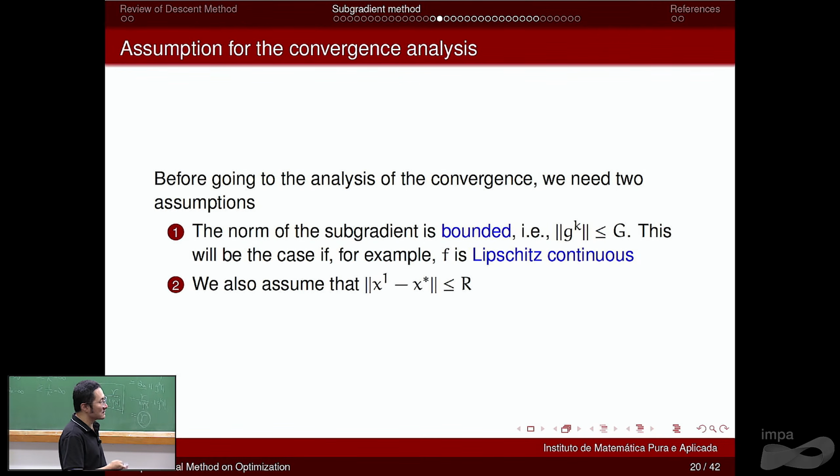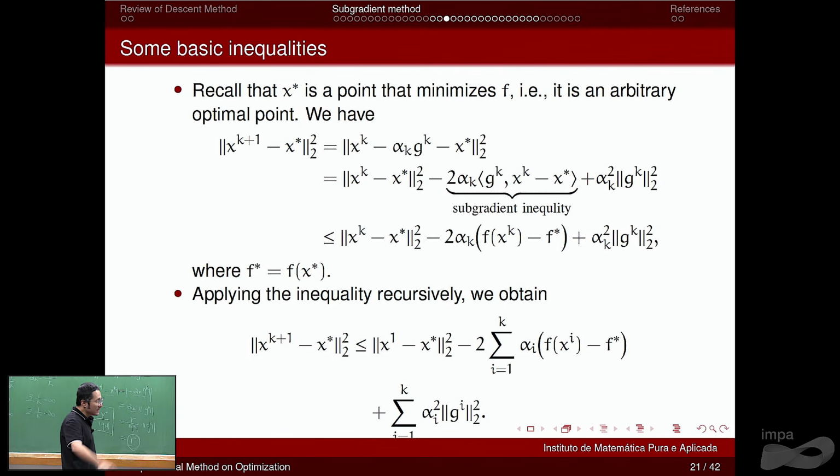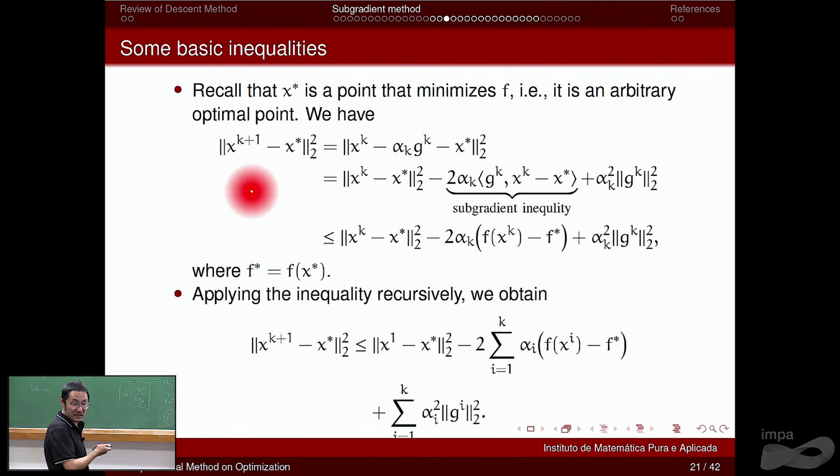Another assumption is that the distance between x1 and x star is less than capital R. This is trivial. So remember these two assumptions: first, the subgradient is bounded; second, the distance between x1 and the solution is less than capital R. First we will get some basic inequalities. Here we need to be careful: instead of analyzing the function value sequence, we are analyzing the sequence xk or xk plus 1 directly.